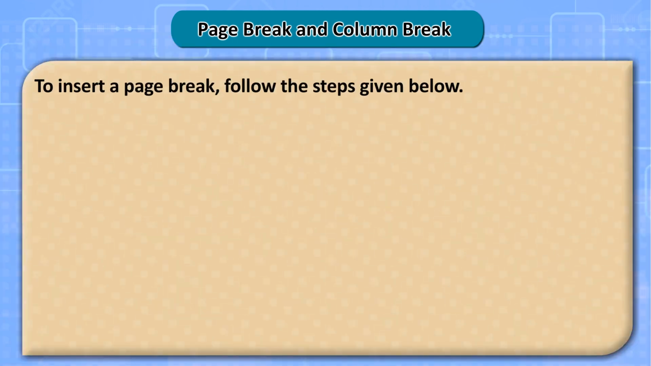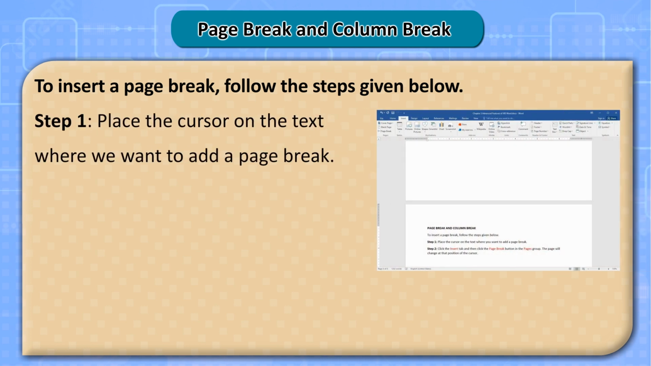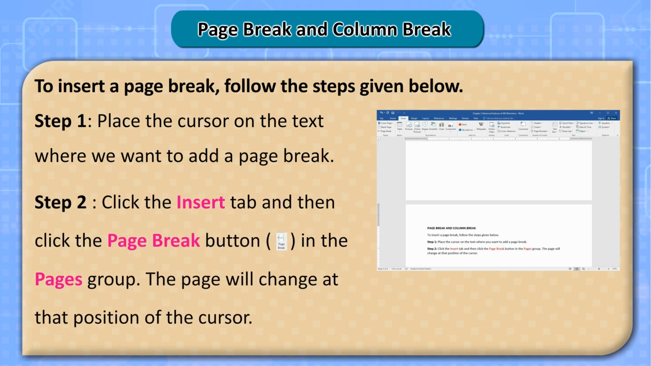Page break and column break. To insert a page break, follow the steps given below. Step 1. Place the cursor on the text where we want to add a page break. Step 2. Click the Insert tab and then click the Page Break button in the Pages group. The page will change at that position of the cursor.